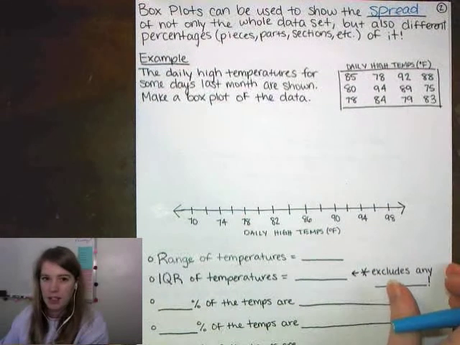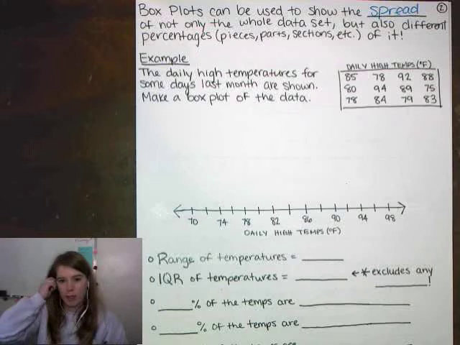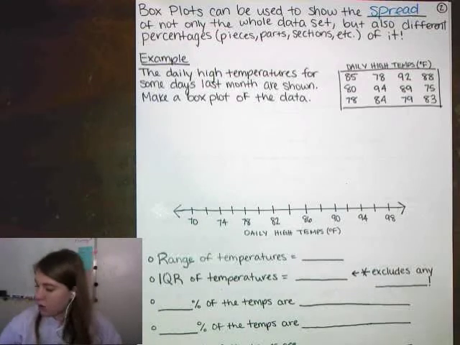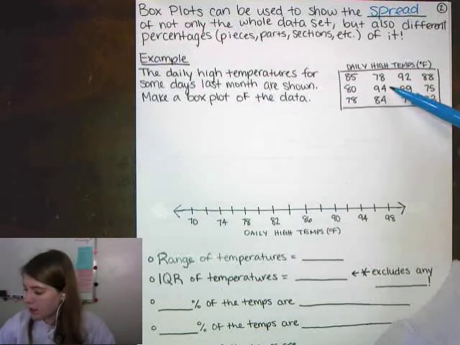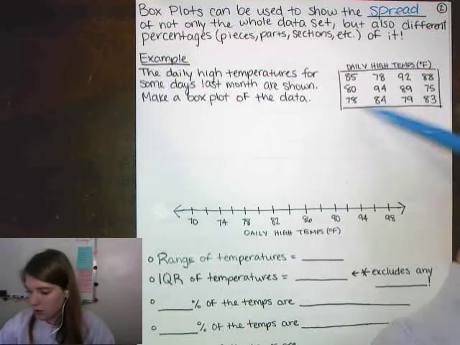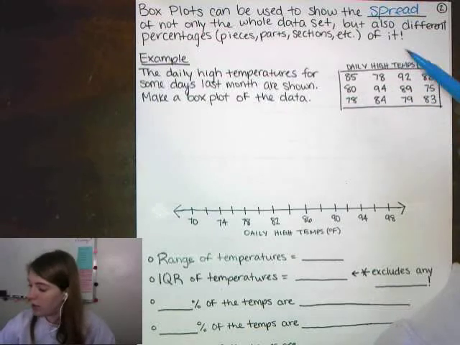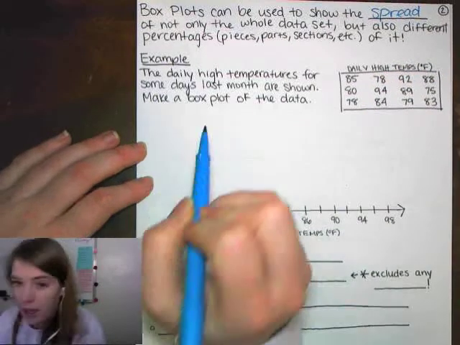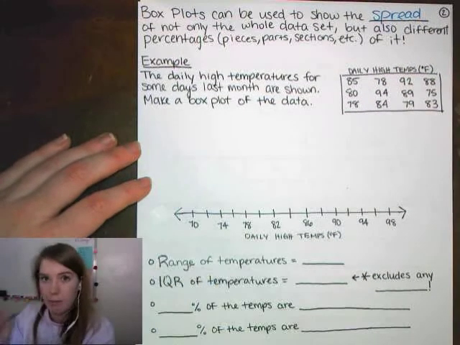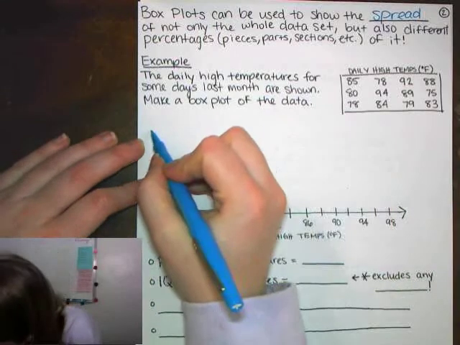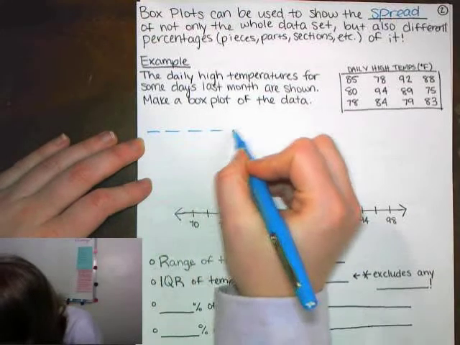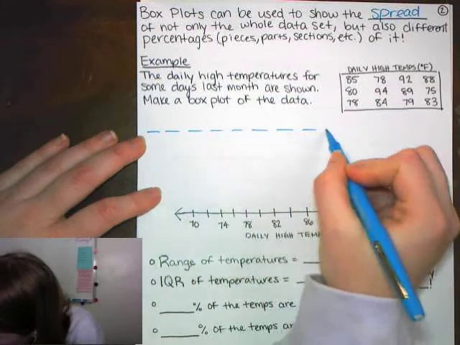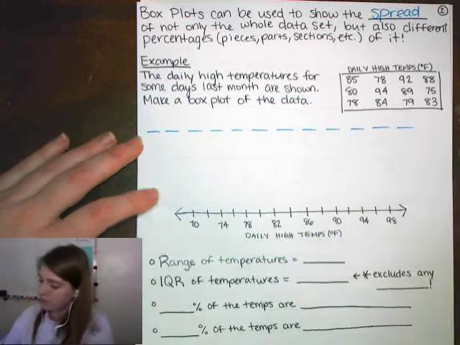The daily high temperatures for some days last month are shown. Make a box plot of the data. So there's a lot of room here because we have to do all those steps for this set of data. So the first thing is we're going to need to use this data and put it in order from least to greatest. We've got 1, 2, 3, 1, 2, 3, 4 times 3 is 12 data values. So that should tell you right off the bat we're going to have to find the mean of two median values because 12 is even. 10, 11, 12.